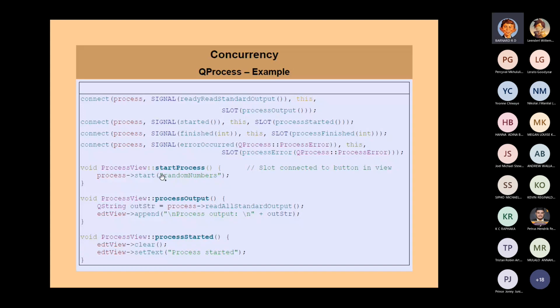And if we look at some of them, we have a slot here. So if you've got a button in your view that you want to use to start your process, we have the slot here called start process, and then you just call the start method of your process. And that presumes that we've got an executable file available called random numbers.